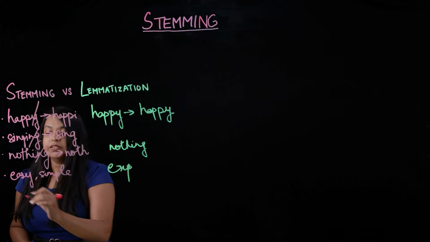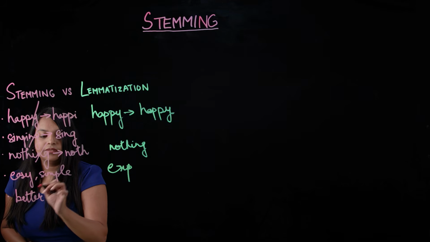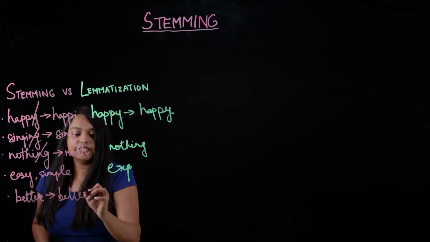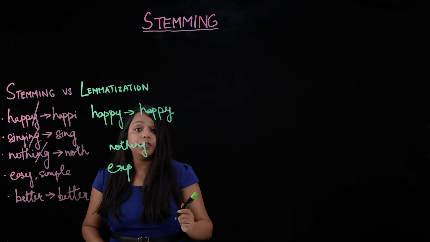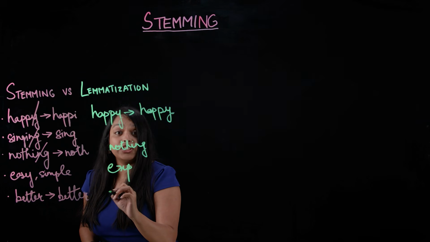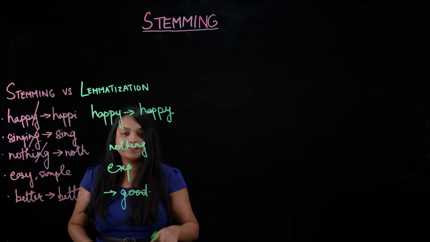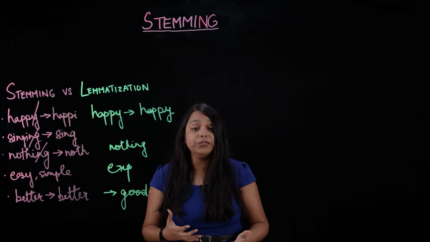Think of an example where you have the word better. The stem of it would result in better, which is also incorrect. But lemmatization, powered with that additional context and additional knowledge, would actually be able to tell us that better is a form of good.